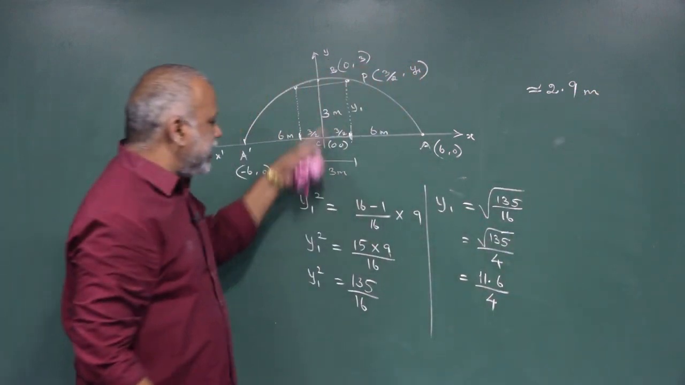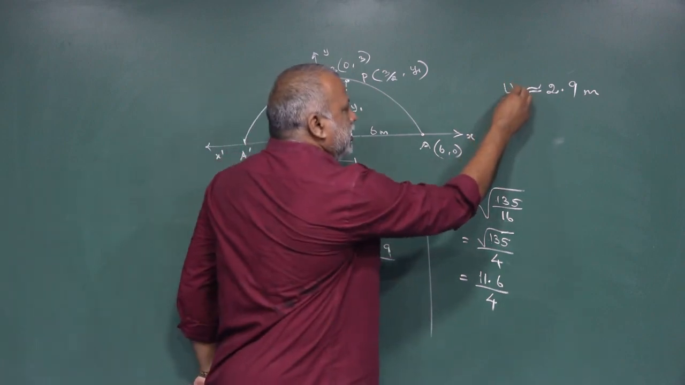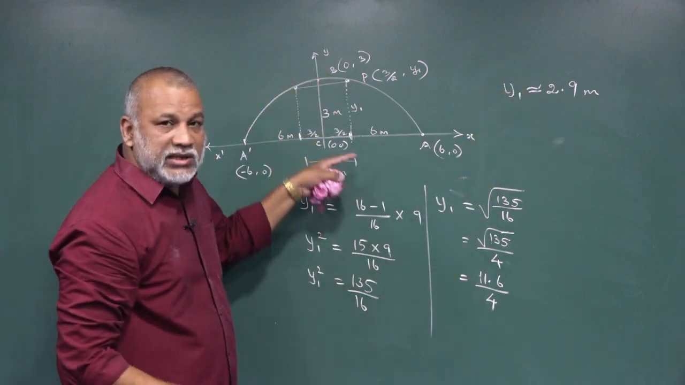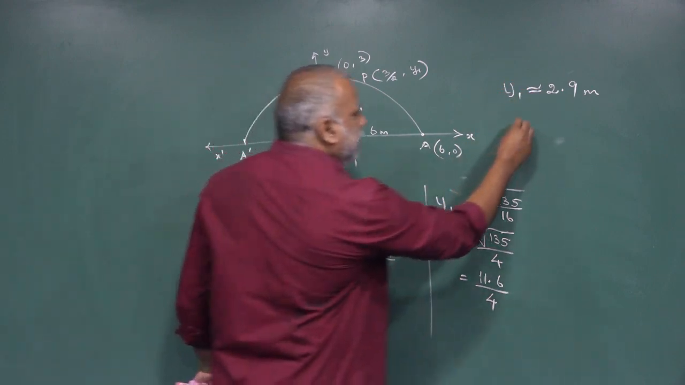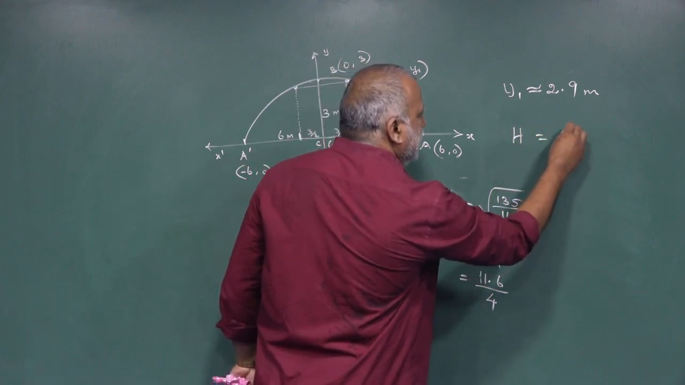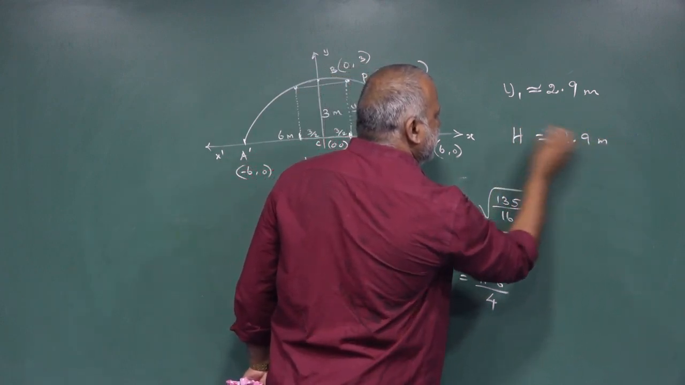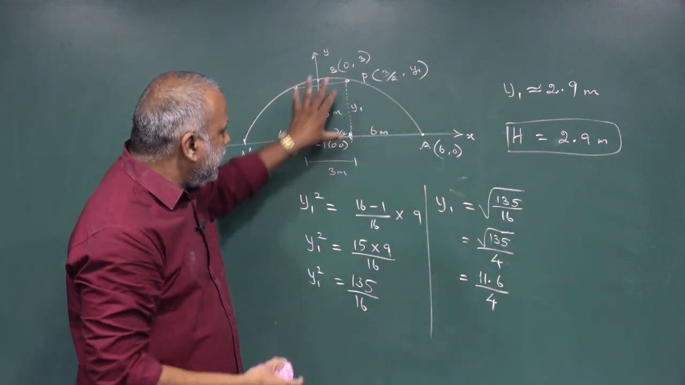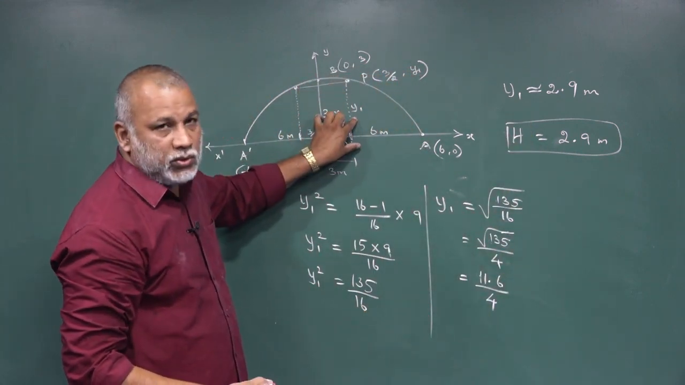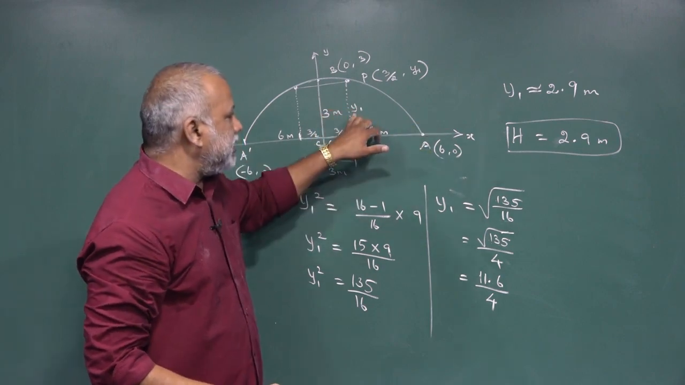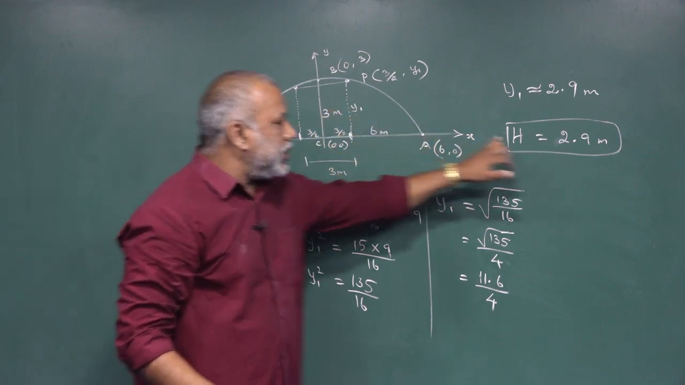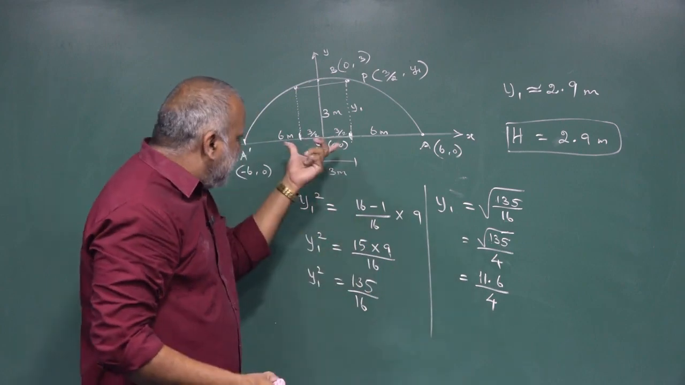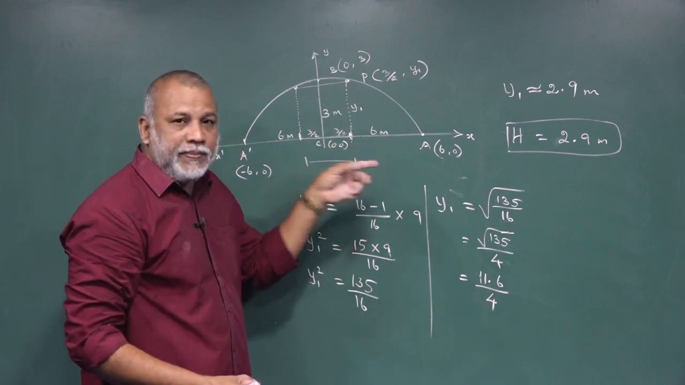See here, we are finding out the value of y1. Therefore, y1 is nothing but the height. So here, height equal to 2.9 meter. Now we are able to say the conclusion. Here height equal to 2.9 meter. That is the value of y1. So at 3 by 2 the height will be 2.9.